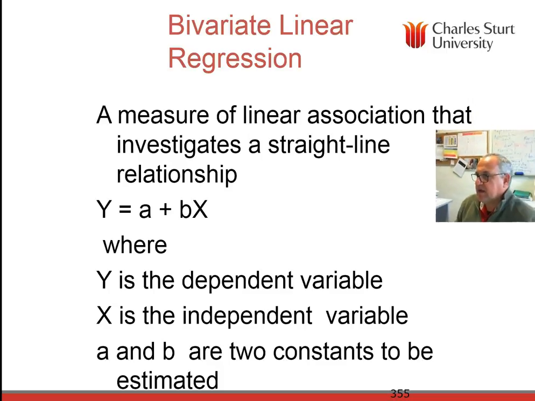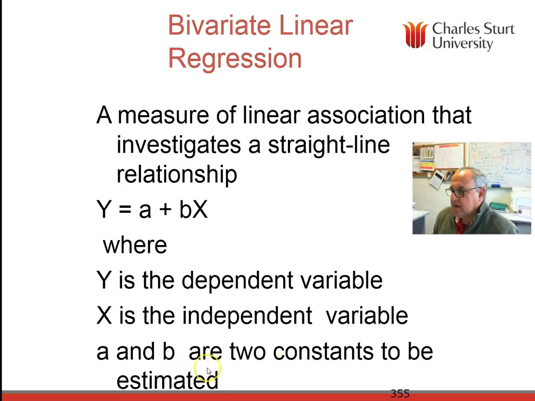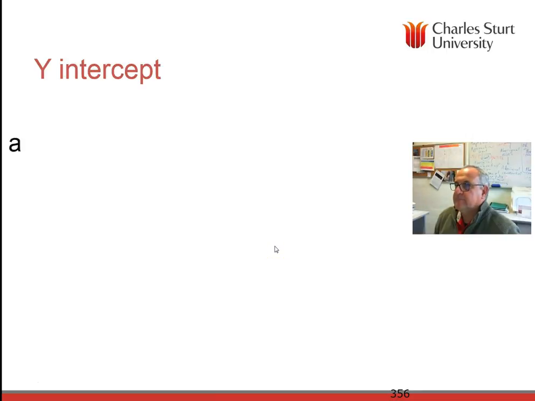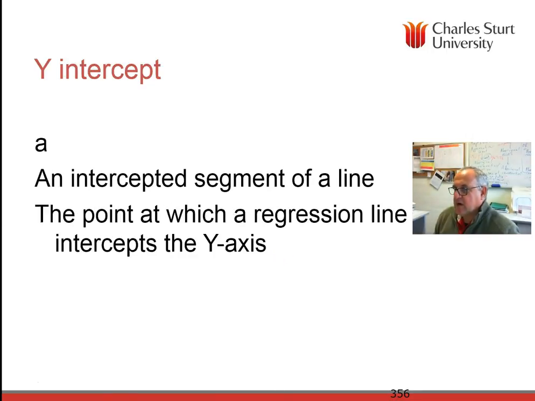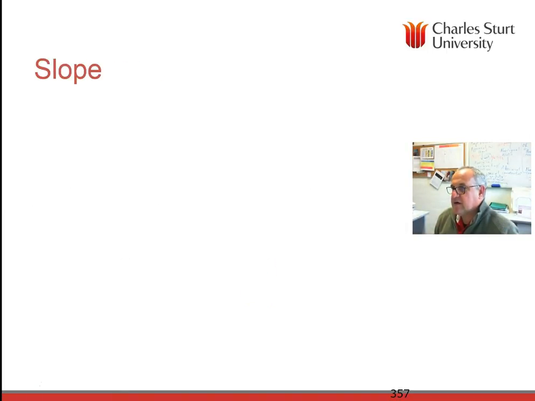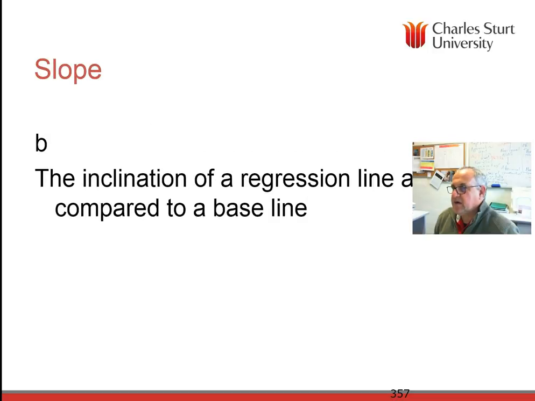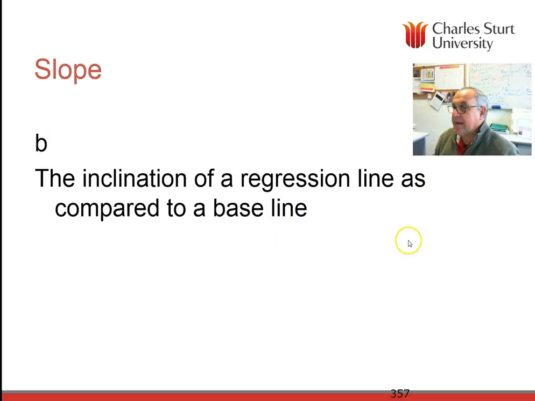And that's really what we're saying here. Okay, a and b are the two constants. And when we do multiple regression, we just add more of these beta coefficients along here. Now, the y-intercept is the point at which the line intercepts the axis. And the slope is the inclination of the regression line compared to the baseline or the mean.